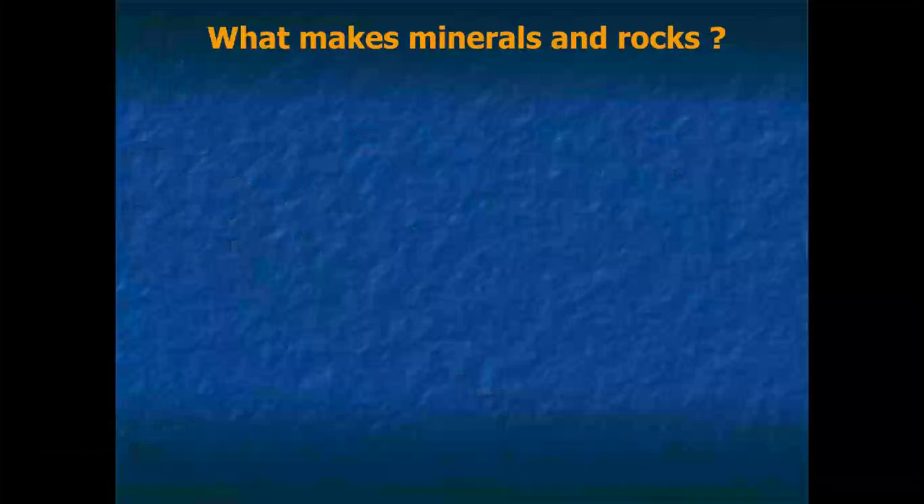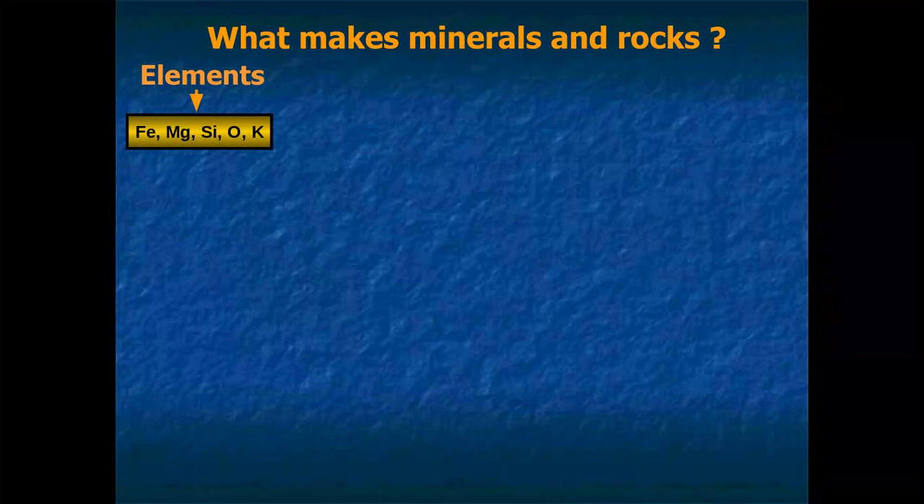So what makes minerals and what makes rocks? Well, to begin with, we're going to start with elements. We'll talk more about what an element represents and what makes up an element. For the most part, there will be probably 8 to 10 elemental symbols that you will have to commit to memory. As we go through this discussion, we'll point these elemental symbols out.